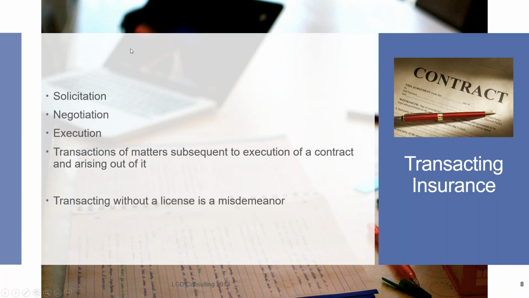Transacting insurance. There are 4 pieces of transacting insurance. Number 1, solicitation. That's advertising, marketing, trying to get the clients to meet with you. Negotiation. That means you're interacting with the client, explaining the coverages, encouraging them to buy it. Execution of a contract. That means they buy the policy. They fill out the application, pay the premium, report to underwriting, they issue it, and deliver the policy. And then the last one, transaction of matters subsequent to execution of a contract and arising out of it.